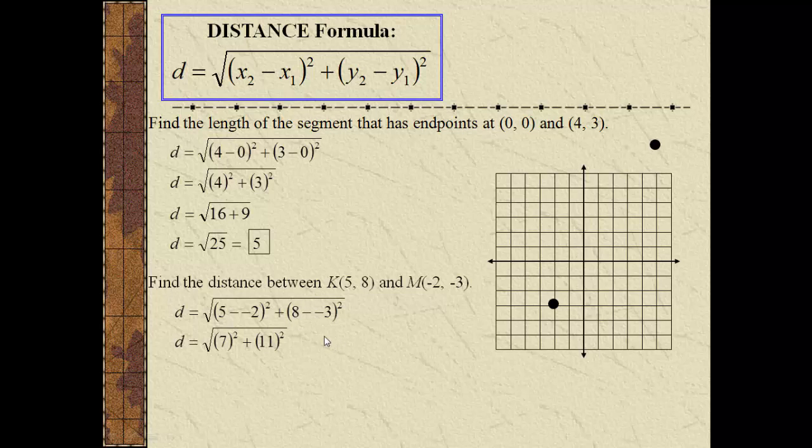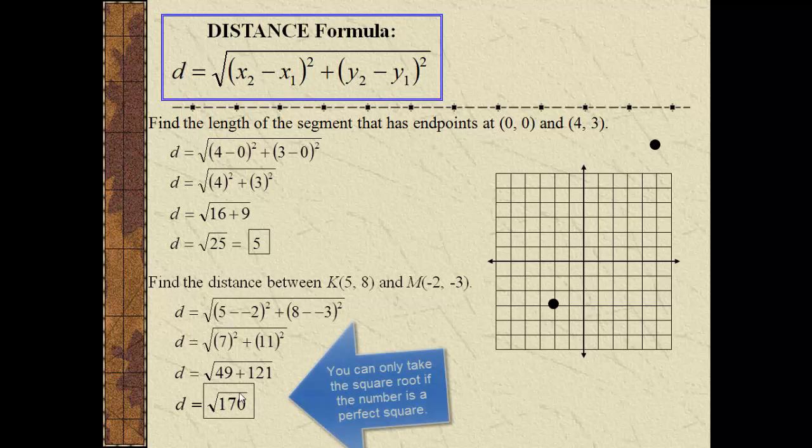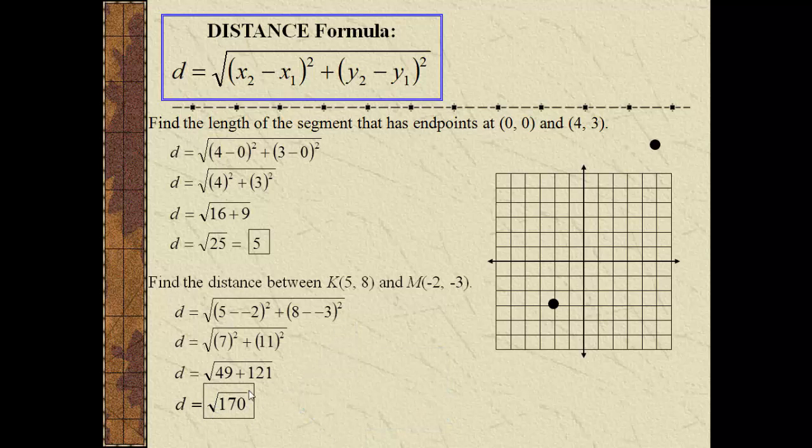After you evaluate the parentheses, we're going to evaluate our exponents. So now we have the square root of 49 plus 121. We add together our numbers. And then finally, we take the square root. Now notice that you cannot take the square root of 170. If the number under the square root is not a perfect square, you can go ahead and just box in that answer. We're going to leave it as the square root of 170 because that's an exact answer.